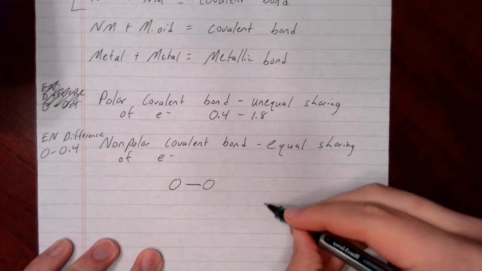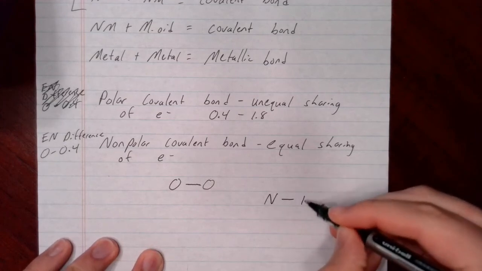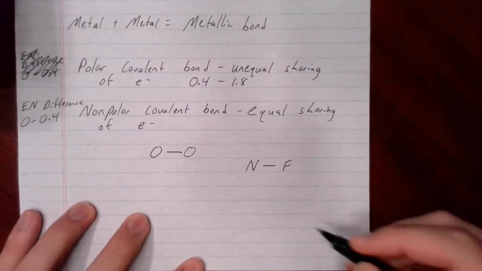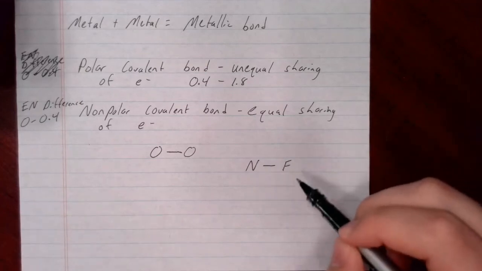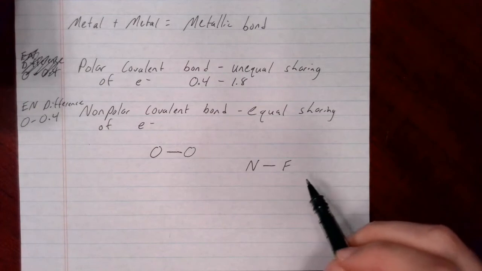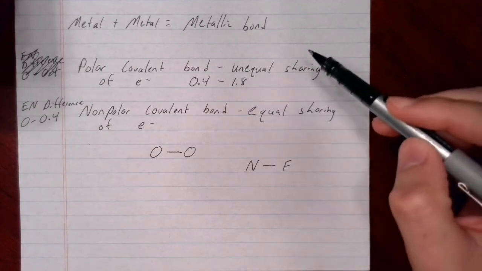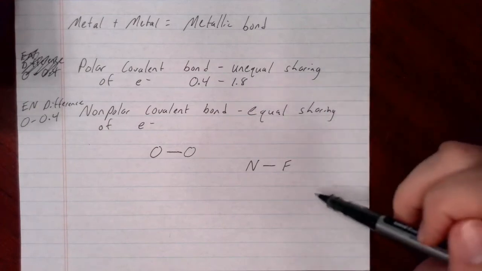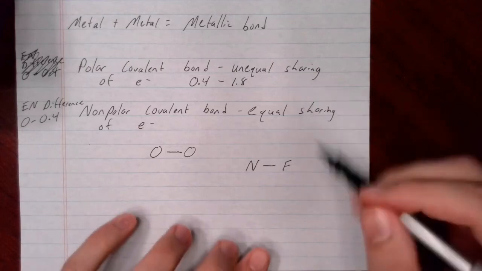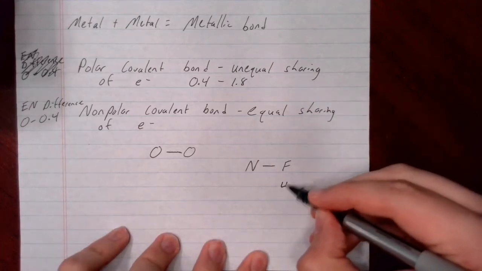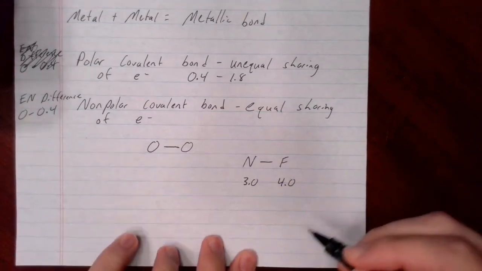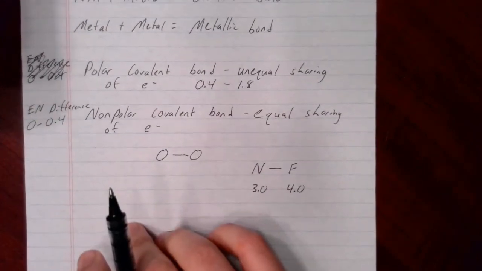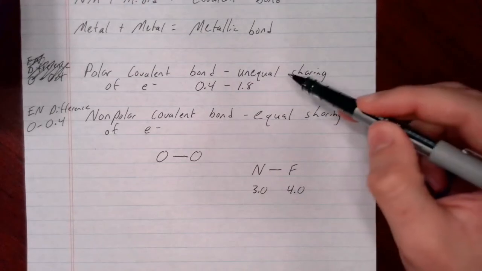Let's look at a bond between nitrogen and fluorine. First, let's back up. I know that it's a covalent bond because it's between two nonmetals. Then I must determine: is it a polar covalent bond or a nonpolar covalent bond? So I check the electronegativity values. Fluorine is 4.0, nitrogen is 3.0. So the electronegativity difference is 1.0, so it's a polar covalent bond.